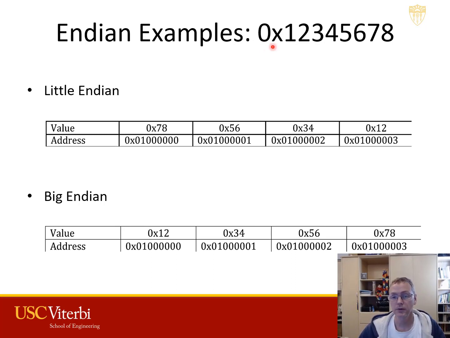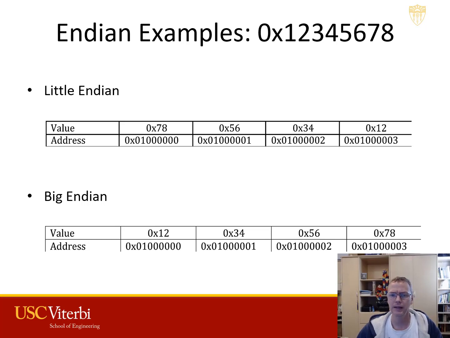Consider the integer number in hex 1, 2, 3, 4, 5, 6, 7, 8, stored as a 4-byte integer in memory. With a little endian system, we take the least significant byte and put it in the lowest memory address. So consider we're at this memory address. The least significant byte would be in that address. The next byte goes into the next address. And the 3, 4 goes into the next address. The 1, 2 goes into the fourth memory address.